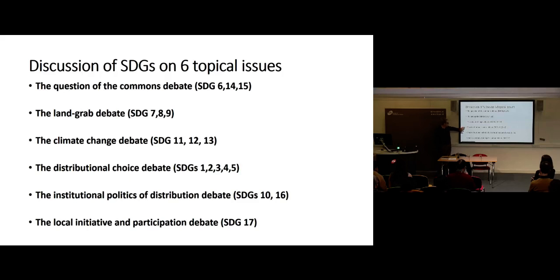Then we had the distributional choice debate, meaning all the SDGs around hunger, poverty, etc. What does new literature actually say to this, and how should the SDGs then be reformulated? And the last two: the first one is dealing with the institutional politics of distribution debate that links to that Ferguson discussion regarding the rightful share to new resources. And then, last but not least, local initiatives and participation debate. That's SDG number 17, which deals with participation.